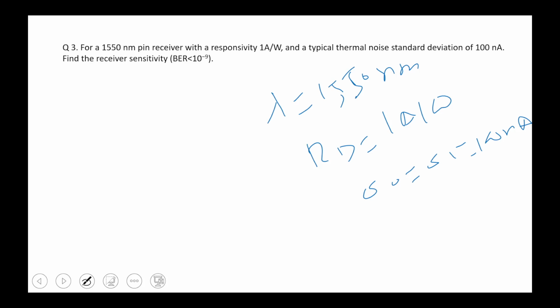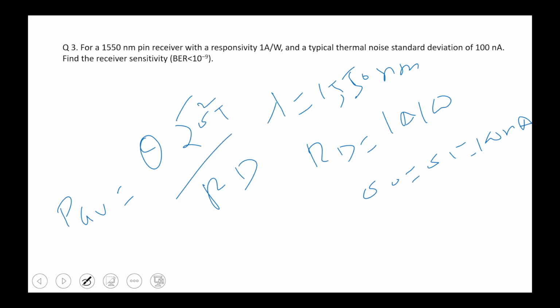Anyone can? So V average equal to Q sigma T upon RD. Okay, so you have that formula. Now you have to find Q. How do you calculate that Q? Does anyone know how we can calculate the Q?